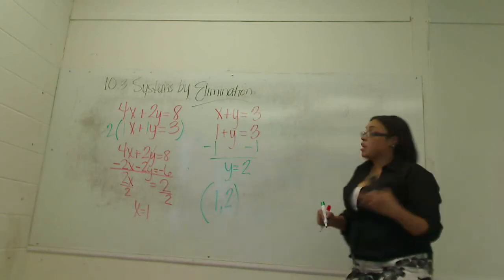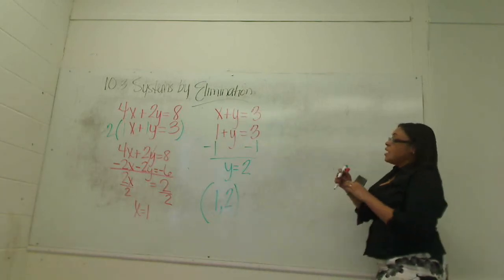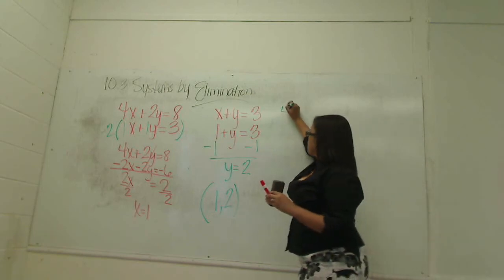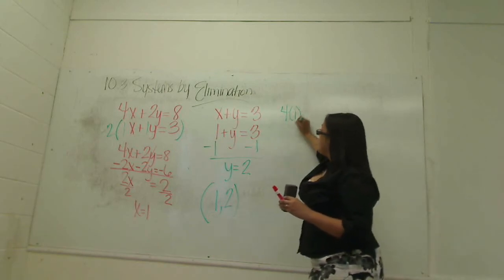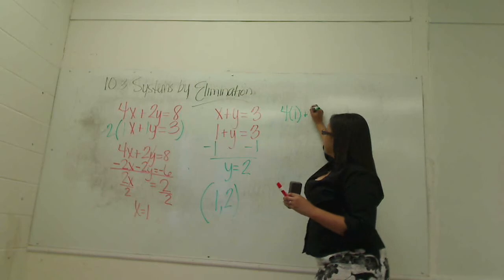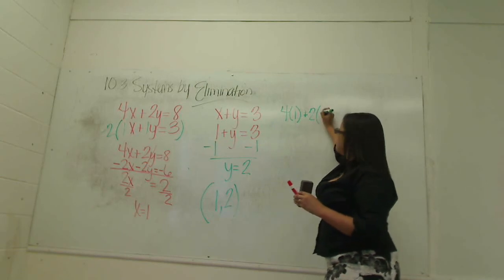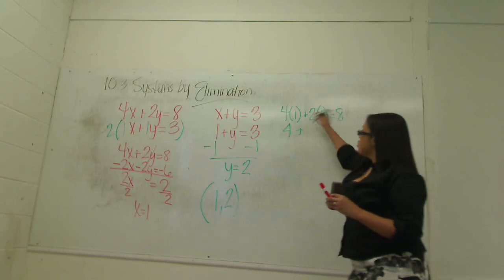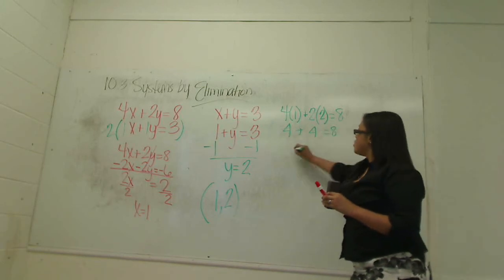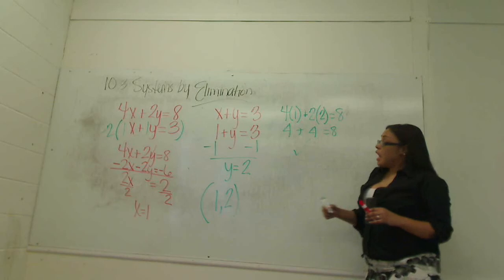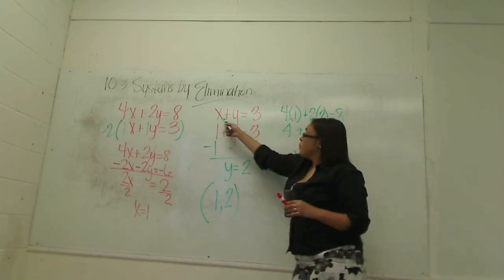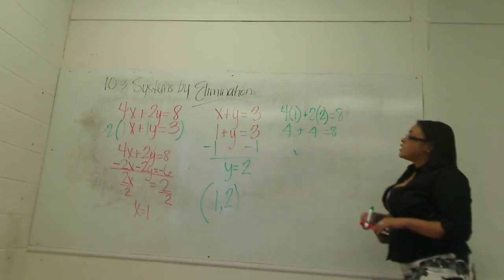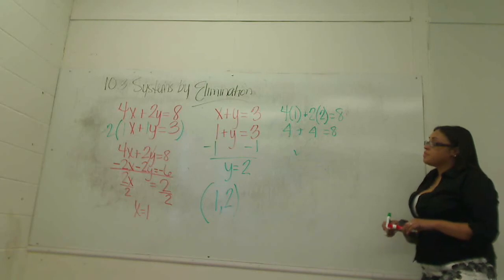When x is 1 and y is 2, this is true. And we can prove that. I know that x is 1, I'll plug in a 1. This is using my original equation. Plus 2 times 2. And I said it was equal to 8. 4 times 1 is 4. 2 times 2 is 4. And that certainly equals 8. And I already tried it here. 1 plus 2 is 3. So that's how you solve using elimination.